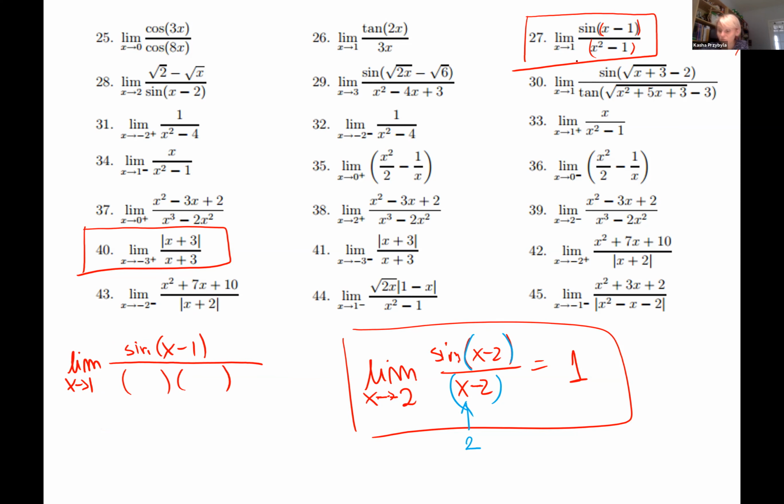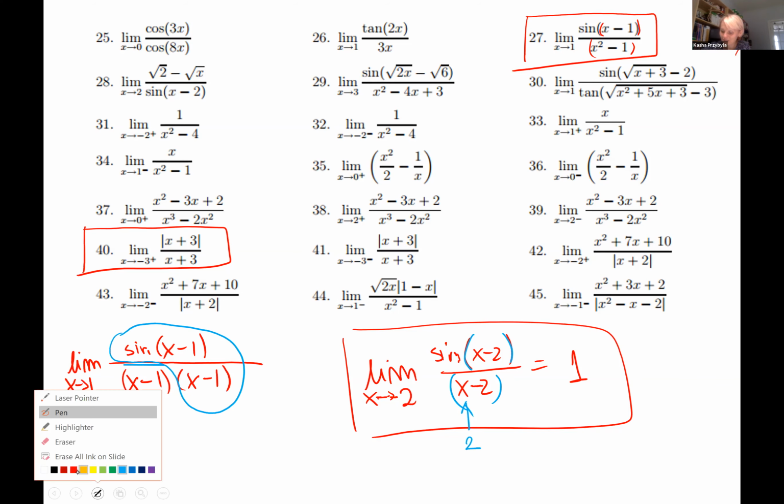X squared minus 1? Can somebody? Yes, thank you. I was just waiting for help. X minus 1, x plus 1. And now, can you see how we can use the property? Of course, I need the identical. Yeah, I need x minus 1, x minus 1. Okay, that means this blue loop, this is 1.